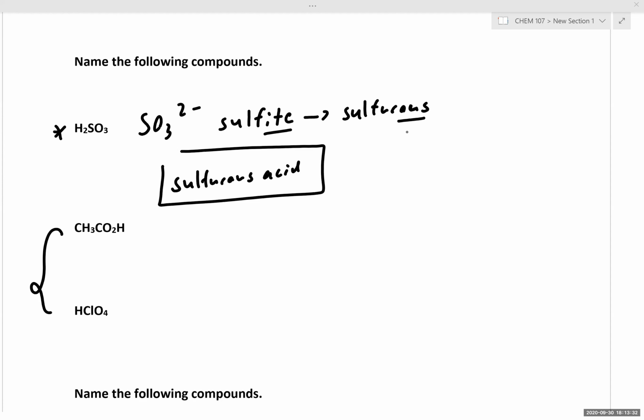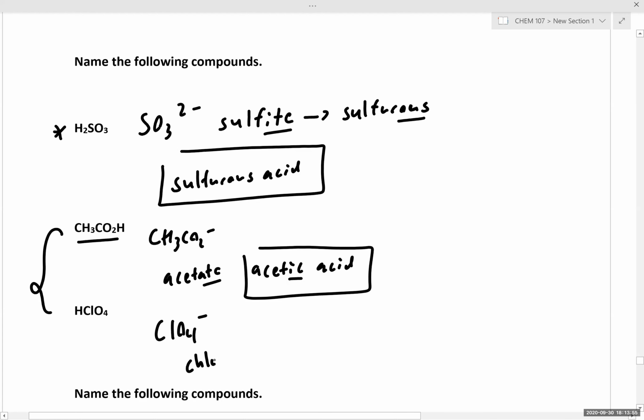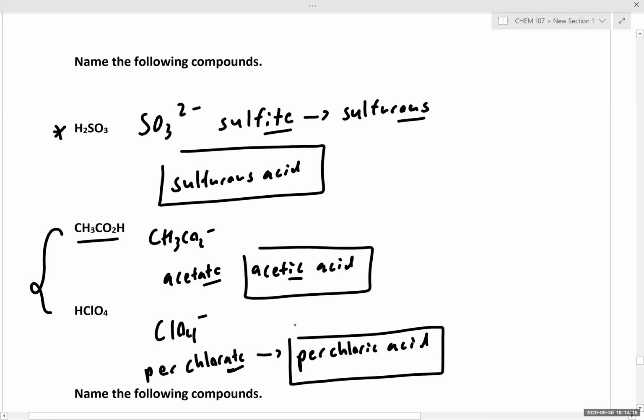Okay, so let's discuss these examples. CH3CO2H is derived from the base polyatomic ion of acetate. The ATE ending is changed, so we change ATE to IC, and that gives us acetic acid. Likewise, ClO4 minus is known as perchlorate, and the ATE ending, once again, is changed to IC. So perchlorate turns into perchloric acid. Do these examples make sense?